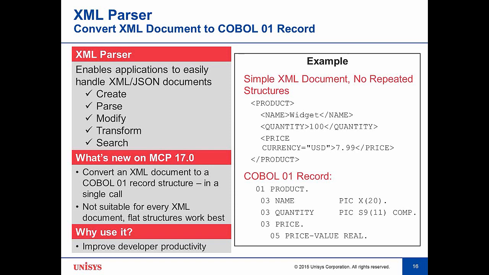What's new in MCP 17.0 is the ability to take an XML document and then, in a single call to the parser, convert it to a COBOL 01 record structure. This is not suitable for every XML document. Flat structures work best. So since this simplifies work for the programmer, we think it's going to help improve developer productivity.